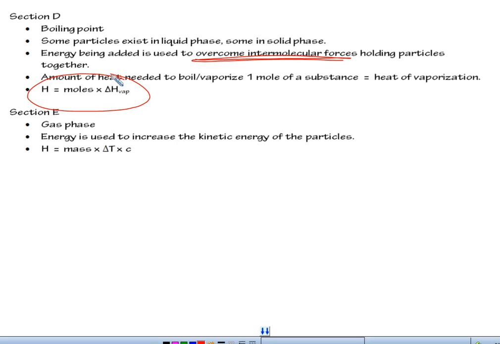Finally, as I get to section E, the gas phase, again, all particles are gas. We've changed phase completely. So now if I keep adding heat energy, I'll just make the particles move faster. I'll increase the kinetic energy. And again, that's why the temperature increases. Temperature measures average kinetic energy, average movement of the particles. And since I have a temperature change, I can go back to this guy. Mass times temperature change times specific heat.